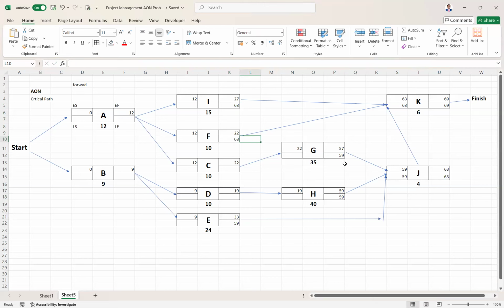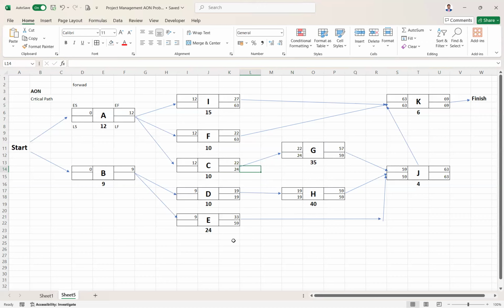Now, for G, 59 is here. 59 minus 35, that becomes the late start. 59 minus 35 is 24. For H, 59 minus 40, which is 19. This 19 again goes to D. D's late finish is 19. Now here C is the predecessor for G. So this late start becomes the late finish for C, which is 24.